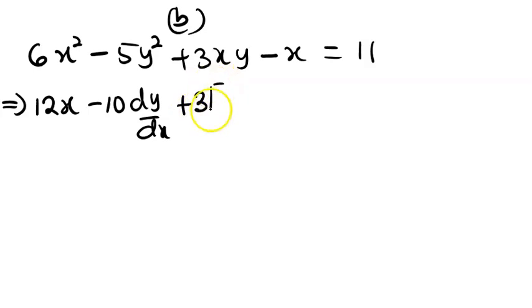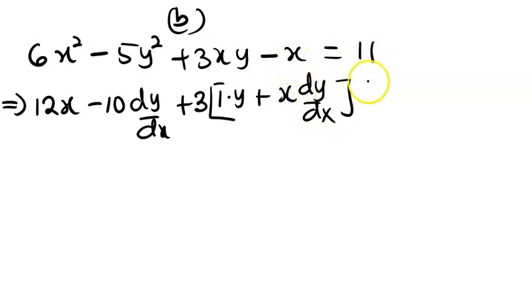So 3, we differentiate this one and then keep this. When we differentiate x it is 1, then we keep y, plus we differentiate y and keep x. When we differentiate y, dy/dx, and when we differentiate x, that will be minus 1, which is equal to 0. So what we are going to do is simplify and make dy/dx the subject.